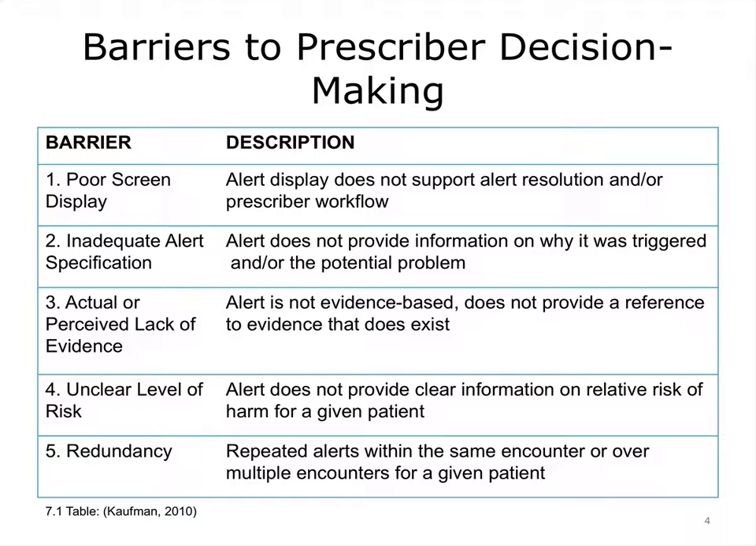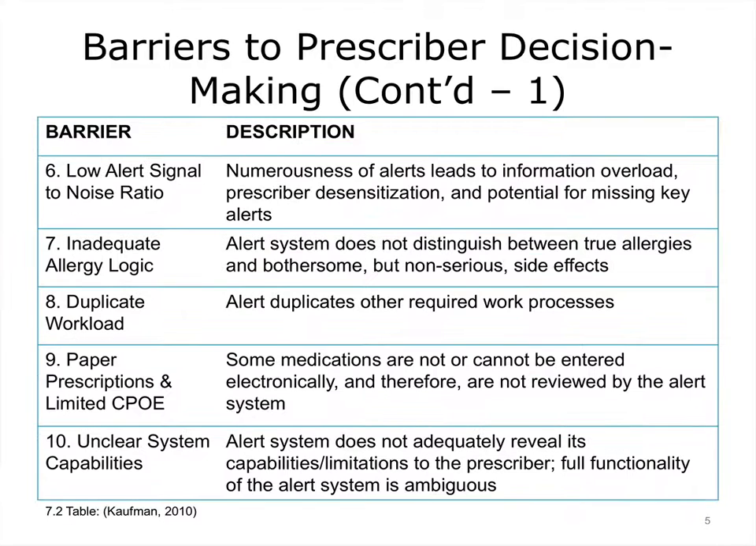Some alerts may not be evidence-based or do not provide a reference to the evidence. Decisions often involve trade-offs, and some alerts fail to specify the relative risk of patient harm. Alerts can be repeated over the course of an interaction, and clinicians invariably become annoyed by such system behavior. If alerts appear too frequently, they can lead to information overload and prescriber desensitization, thereby increasing the potential for missing key alerts.